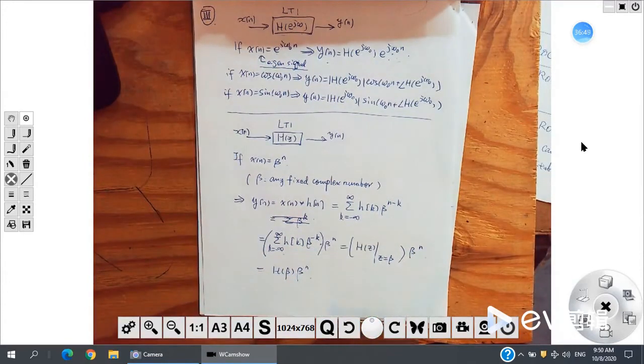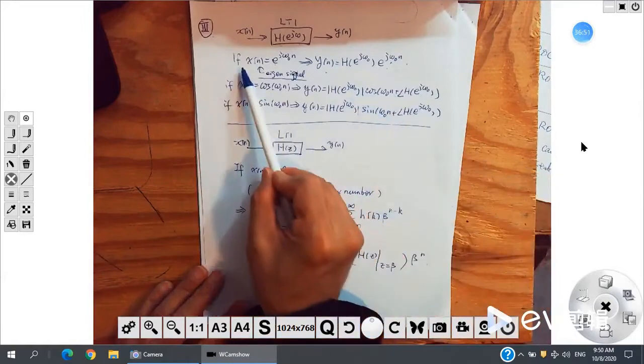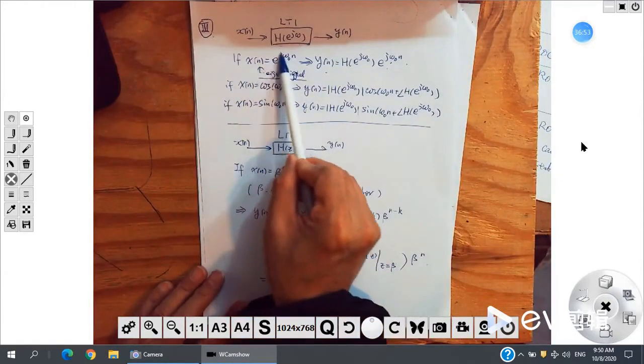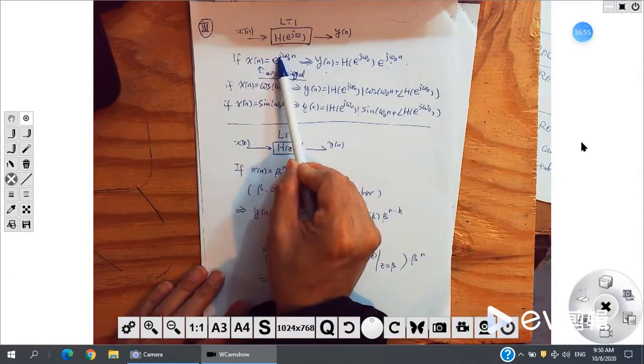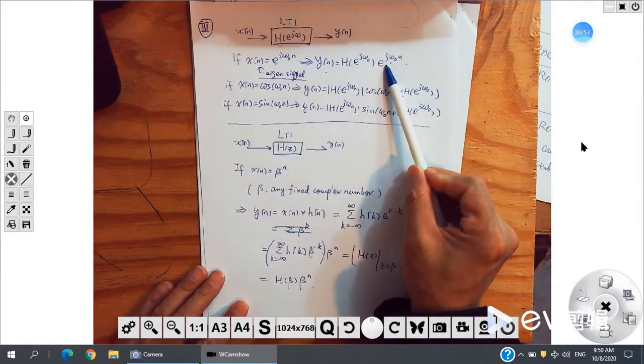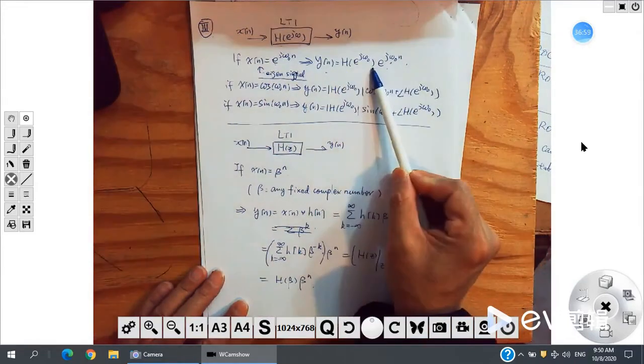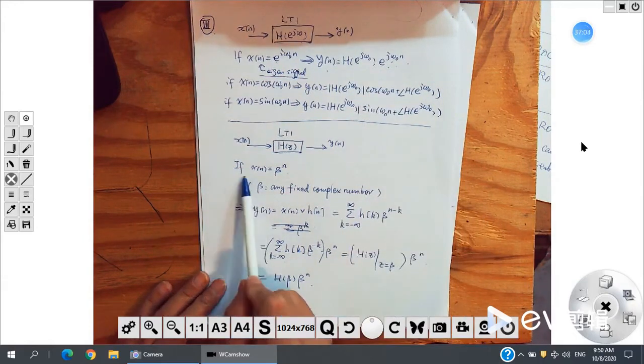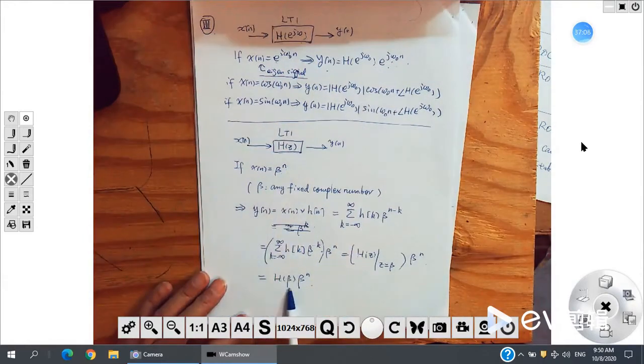Okay, we have this. Similar to this one, the input is this eigensignal. The output is still the eigensignal, but times some amplitude in front of it. Here, if the input is beta to the n, then the output is just this beta to the n, the input, times a certain constant in front of it. Right, we still have this.